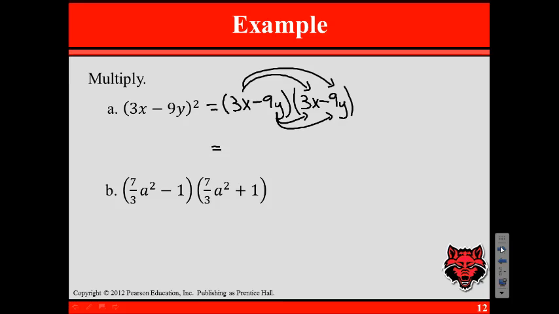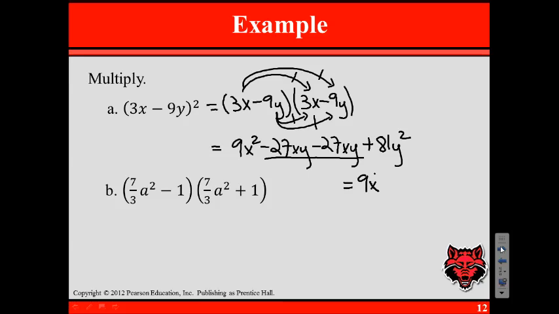That will give us 3x times 3x is 9x squared. Then we go to the outer product. 3x times negative 9y is negative 27xy. The inner product, negative 9y times 3x, is a negative 27xy. I write my variables in alphabetical order, negative 27xy. And the last product, negative 9y times negative 9y, is a positive 81y squared. When we combine our like terms in the middle, this becomes 9x squared minus 54xy plus 81y squared.